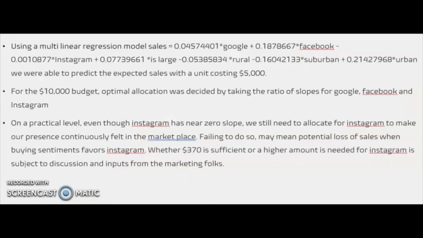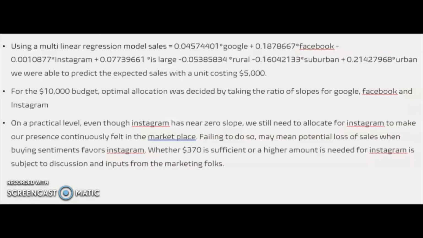For conclusion, using a multilinear regression model as shown on the screen, we were able to predict the expected sales with a unit cost of $5,000. For $10,000 budget, optimal allocation was decided by taking the ratio of slopes for Google, Facebook, and Instagram.